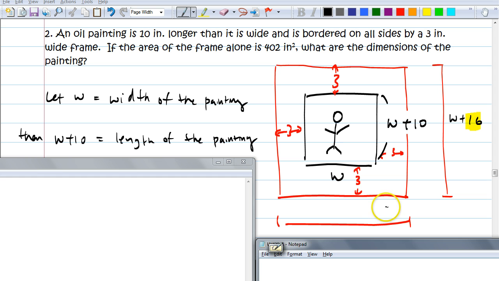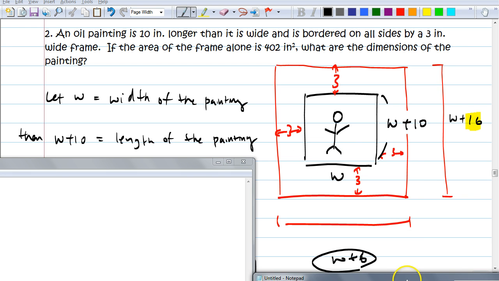What about the width? What do I write for width? Who's got this one? Arleth, what did you write? What did you get for the width of the whole painting? So if this is W right here, it's W plus 6. How many people wrote down W plus 6? Did anybody write down W plus 3? Okay, do you see why that would be wrong if you did that? Why is it 6? Where am I getting 6 from?